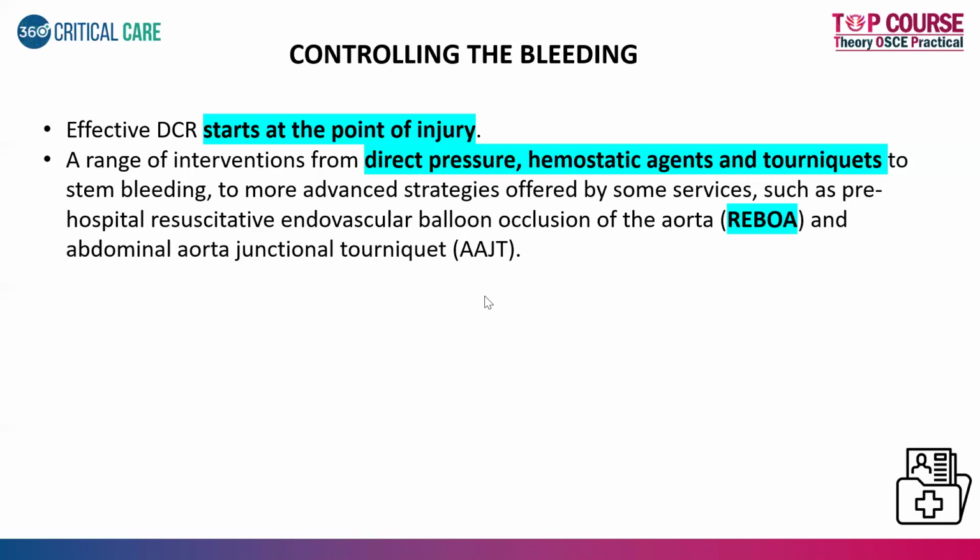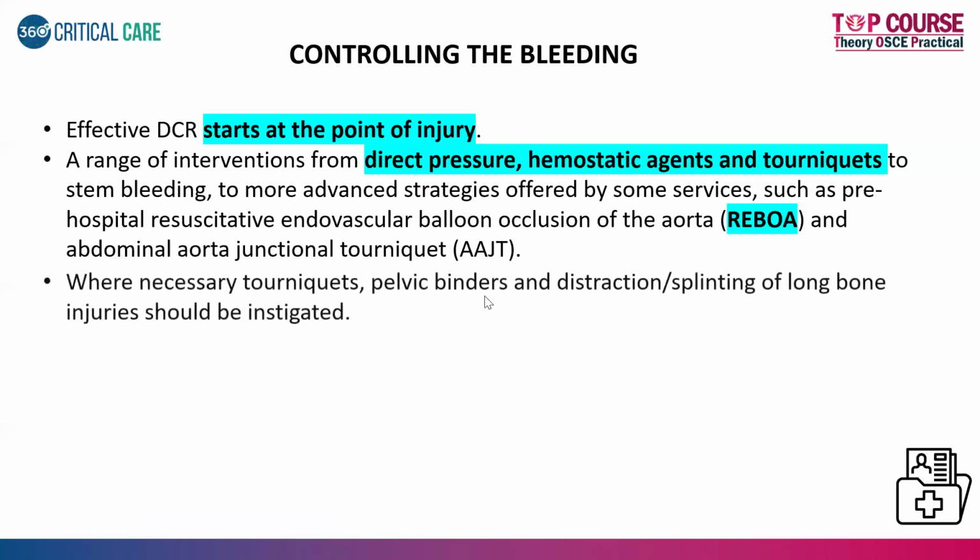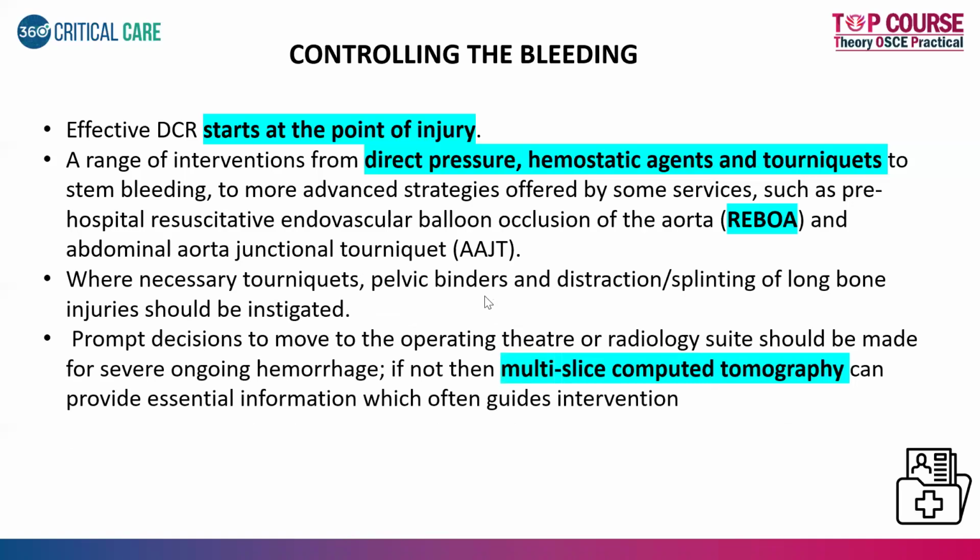So if you feel that there is a major hemorrhage happening in the lower limbs and you're unable to give any compression and arrest the bleeding, you can use one of these techniques: your AAJT, the abdominal aortic junctional tourniquet, or your REBOA, the resuscitative endovascular balloon occlusion of the aorta. If you can do pelvic binding, splinting of long bones, etc., to prevent further bleeding, that would be good. The first thing is to arrest the bleeding. That is what you have to do.